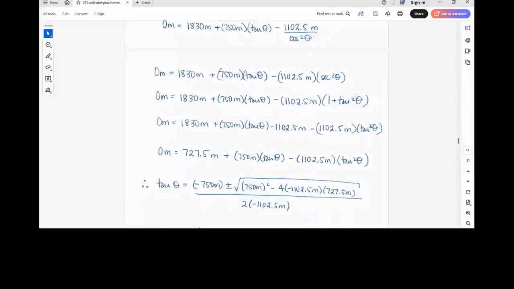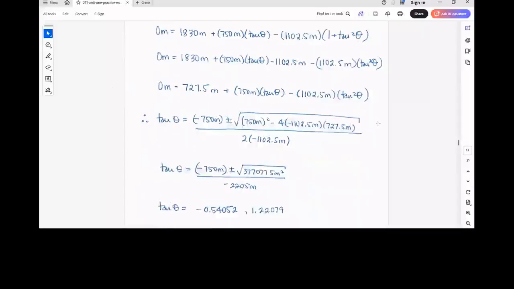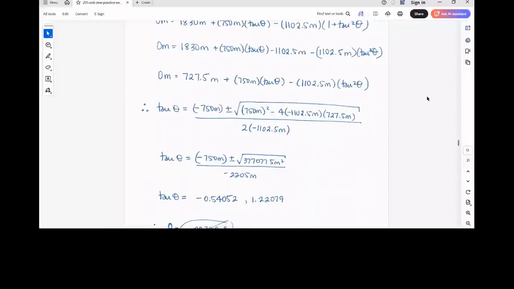This is not the type of thing that I would expect you to have committed to memory. If this were to show up on an exam, you would be given that information just as you are here in the practice context. But now I've got a tan theta in the middle term. I have a tan squared theta in the last term. I can solve this quadratic equation. And I'm solving it for tan theta directly this time.